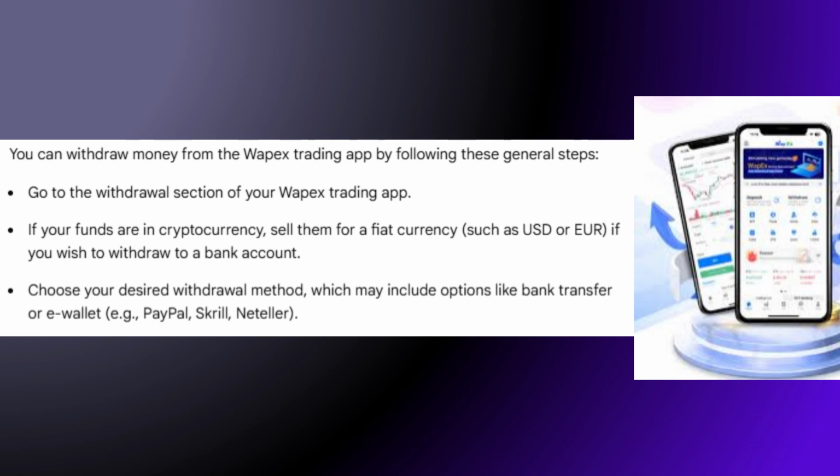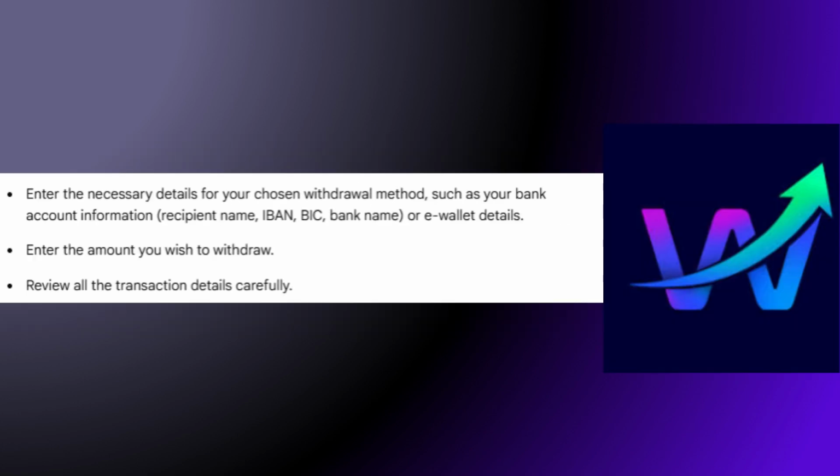If your funds are in crypto, send them to the fiat currency such as USD or Euro if you wish to withdraw to a bank account. Choose your desired withdrawal method, which may include options like bank transfer or e-wallet, like PayPal, Skrill, or NetTeller. Enter the necessary details for your chosen withdrawal method, such as your bank account information or e-wallet details.